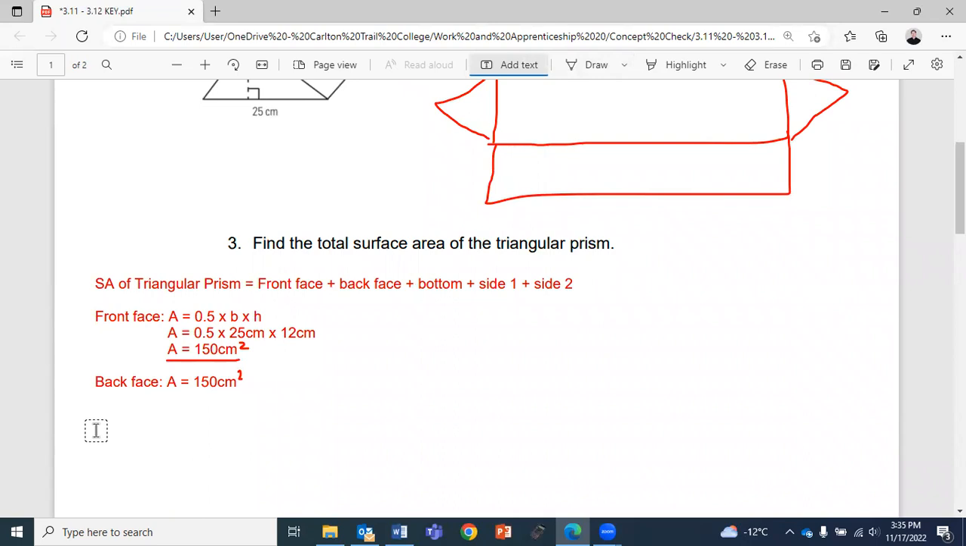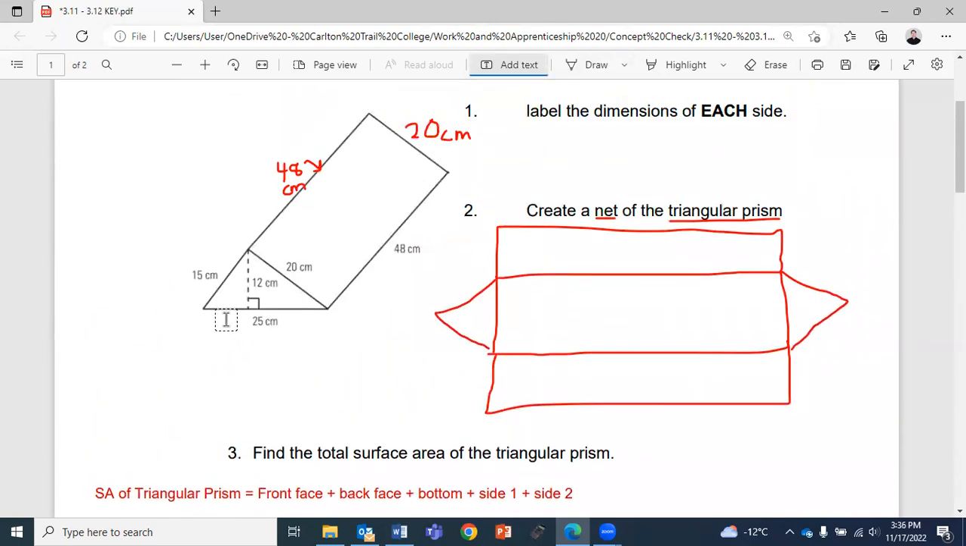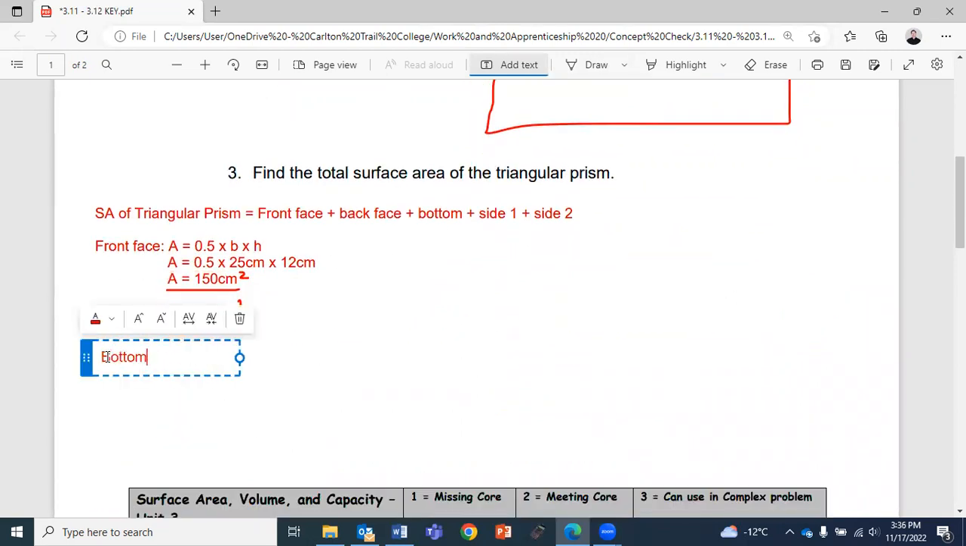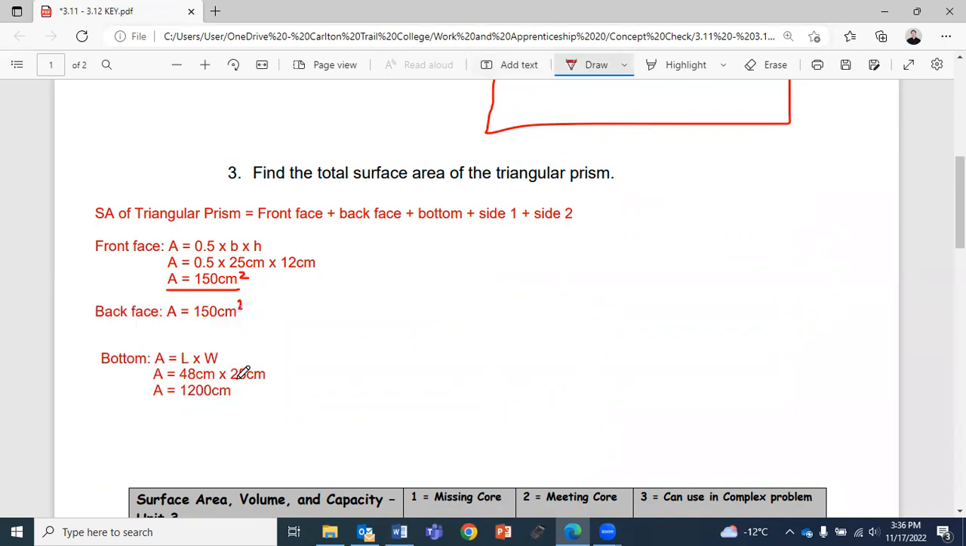I'm going to do the bottom. What's the bottom going to be? If I go here, the bottom's going to be 25 by 48, right? And that's a rectangle. So bottom area equals length times width. So that is 48 times 25 centimeters. Make sure we put our units in there. And if I multiply them together, I should end up with a whopping 1,200 centimeters squared. Now, I have done 3 of these. Now all I need to do is side 1 and side 2. So let's do those really quickly.